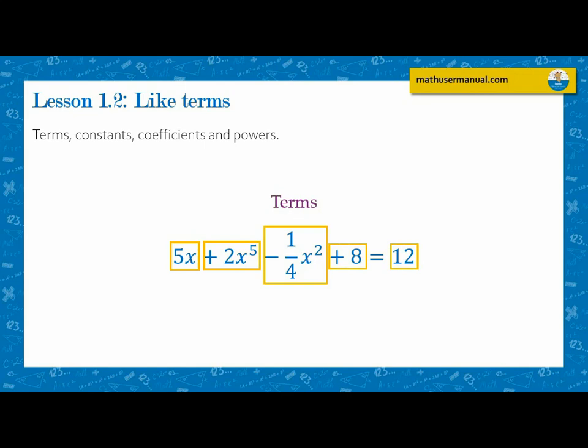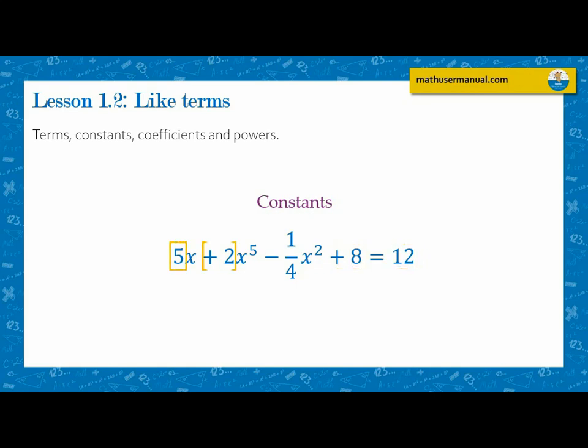These are called terms. We can see some of these terms do not have variables, do not have letters, like the 8 and the 12. These terms are called constant terms because their value is not going to change. Regardless of what value we put for x, that is always going to be an 8, and the other one is always going to be a 12.